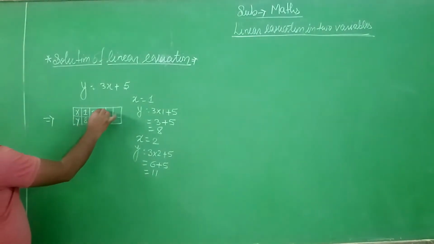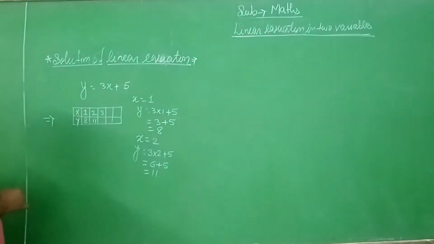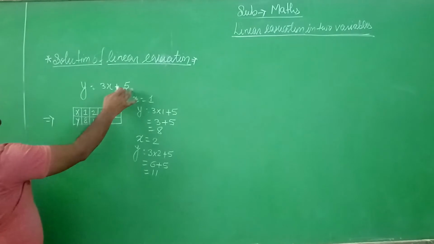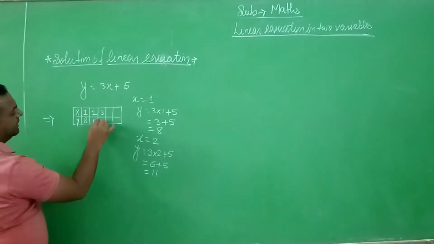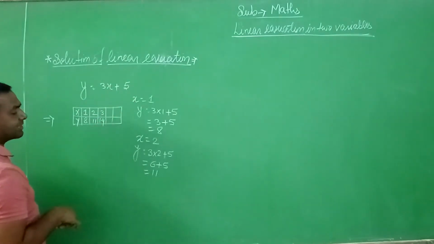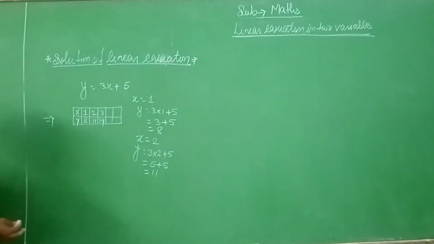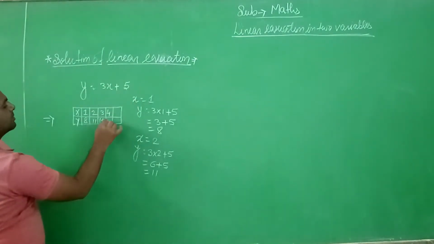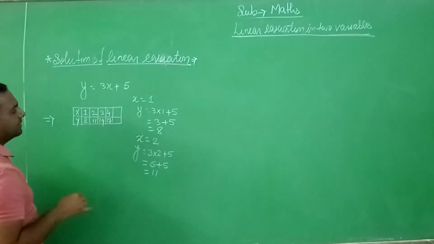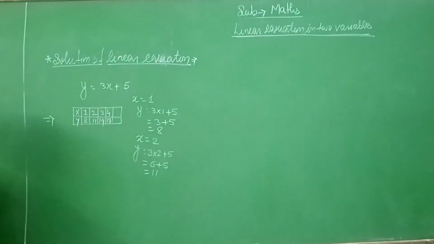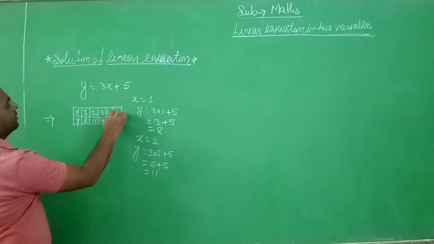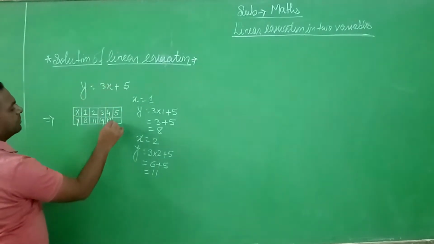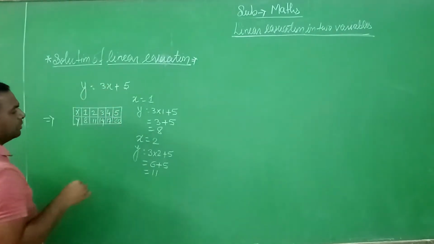After that we put x is equal to 3. 3 3s are 9, and 9 plus 5 is equal to 14. Next I put x is equal to 4, then 4 3s are 12, and 12 plus 5 is 17. Then I put x is equal to 5. If x is equal to 5, then 3 5s are 15 and plus 5 is equal to 20.